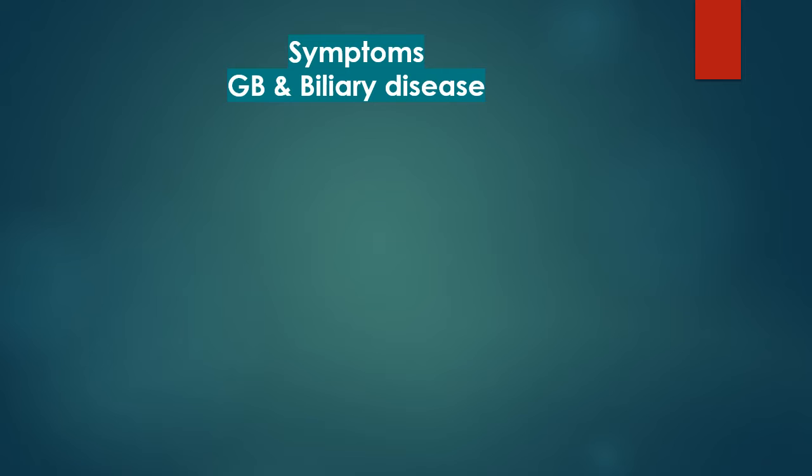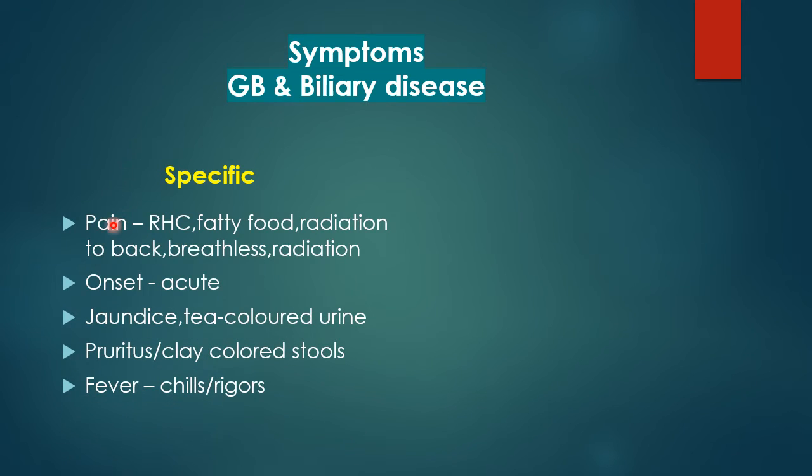Now, what are the symptoms of gallbladder and biliary disease? First, you've got the specific symptoms, related specifically to the gallbladder and bile ducts. These include pain in the right hypochondrium, aggravated by fatty food, with radiation to the back or the right shoulder.